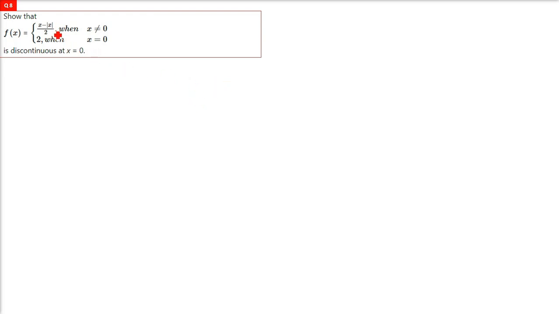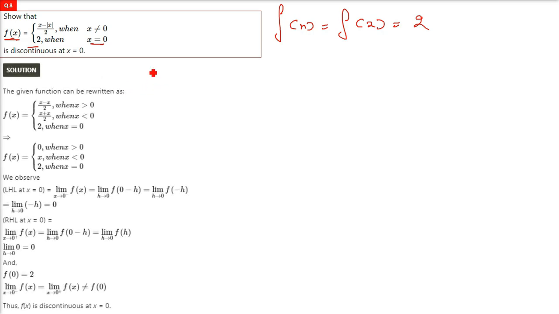Next one is to show that this is discontinuous. So you can again do the same way or apply the left hand limit, right hand limit. It's up to you. So f(x) equals 2 at x equals 0. The value of the function at x equals 0 is 2. So the left hand limit and right hand limit should be 2. Let us see whether that comes or not.